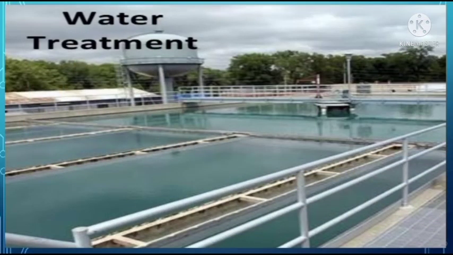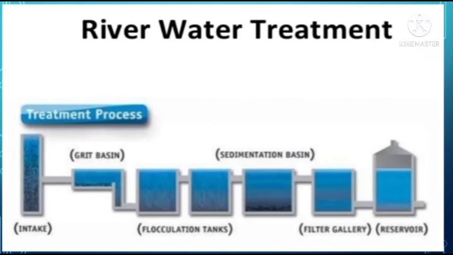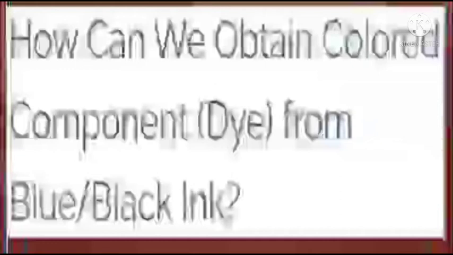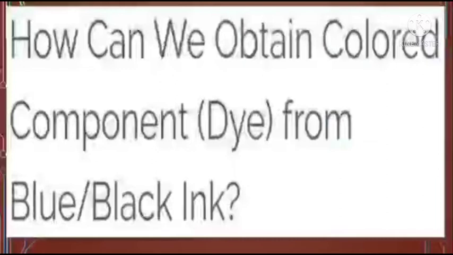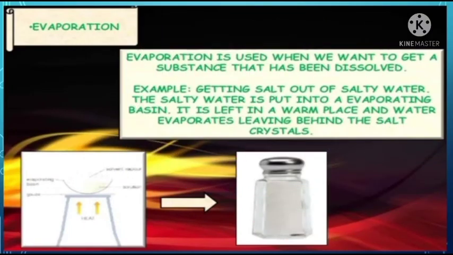This filtration method is used in water treatment plants, in industry, and in the medicinal field. In river water treatment, we collect the pure water in an RO system. These are all done by the filtration method. Next question: how can we obtain the colored component of dye from blue or black ink? The answer to this question is the evaporation method.